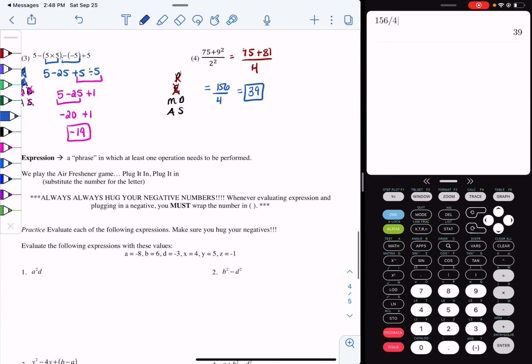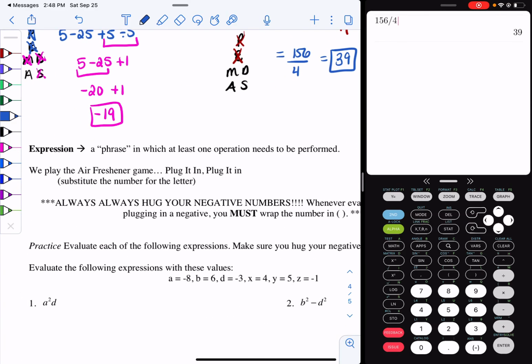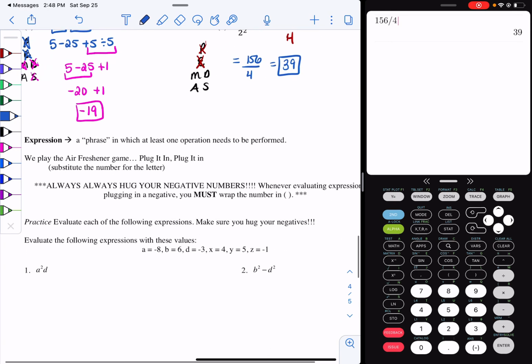Now, what we're going to be doing right now is going over how to plug into an expression. An expression is a phrase in which at least one operation needs to be performed. When we do this, we simply play the air freshener game, where we just plug it in, like when you plug an air freshener into your wall when your room smells. All you're doing is substituting the number for the letter.